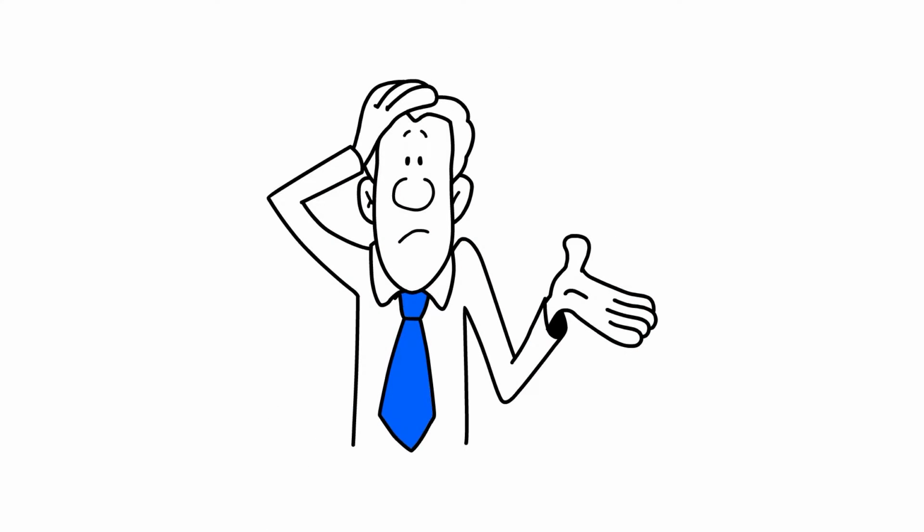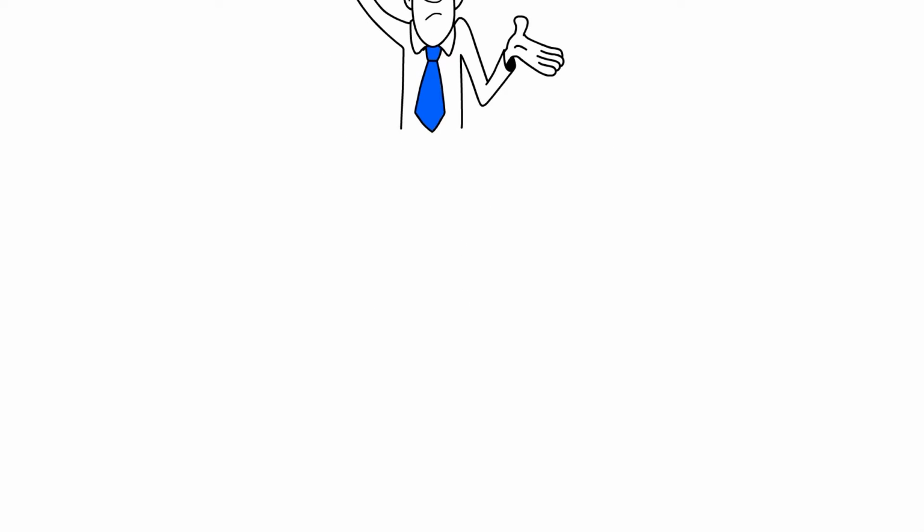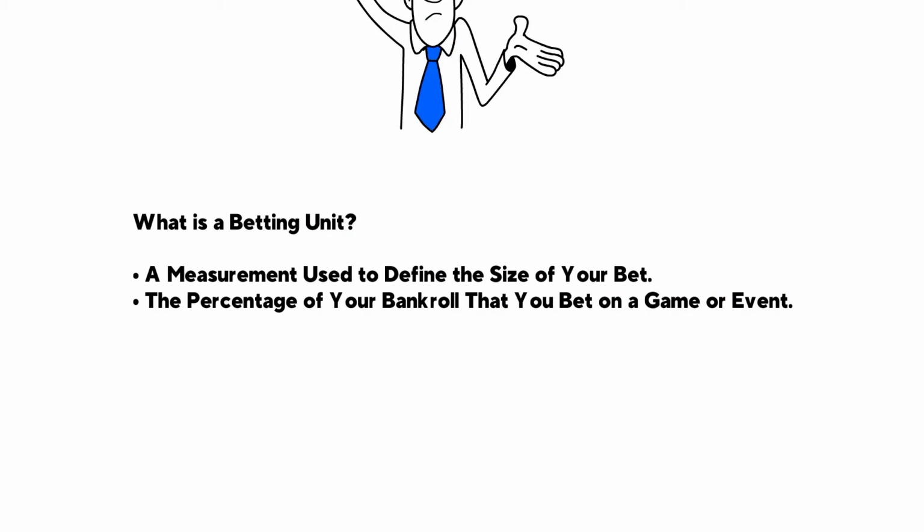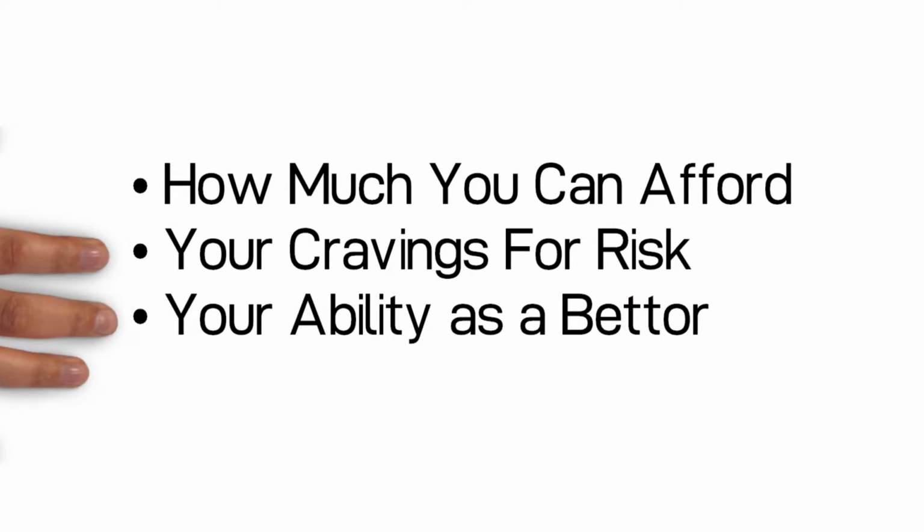First things first, you may be asking yourself, what is a betting unit? Simply put, a betting unit is a measurement used to define the size of your bet. In other words, it is the percentage of your bankroll that you bet on a game or an event. The size of your betting unit is ultimately going to be determined by you and will largely depend on how much you can afford, on your cravings for risk, and a realistic evaluation of your ability as a sports bettor.